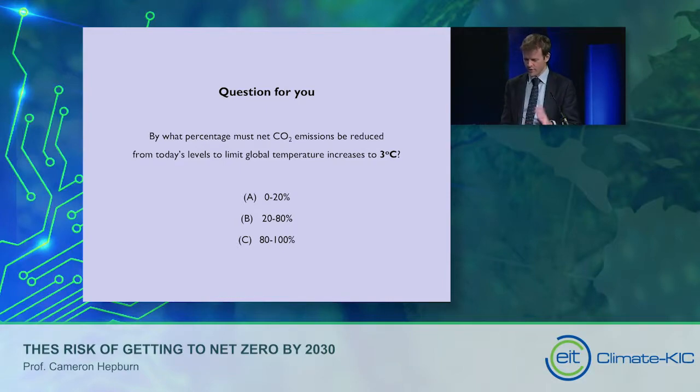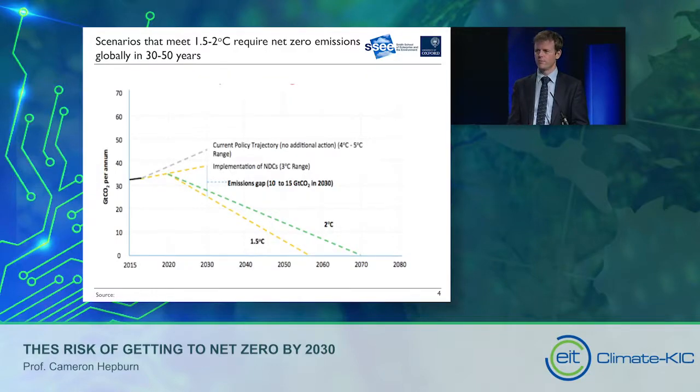So let's have a look at what that means. For 1.5 to 2 degrees, we're talking about turning the tap off on net CO2 emissions sometime within the next 30 to 50 years at a global level. Now you could argue, and you'd be well justified in arguing, that if you're a rich country or a rich region like Europe, you need to be turning the tap off earlier than some of the poorer regions of the world. So this is a very, very rapid transition. The words that Andrew used from the IPCC, unprecedented transformational change, that's exactly right.